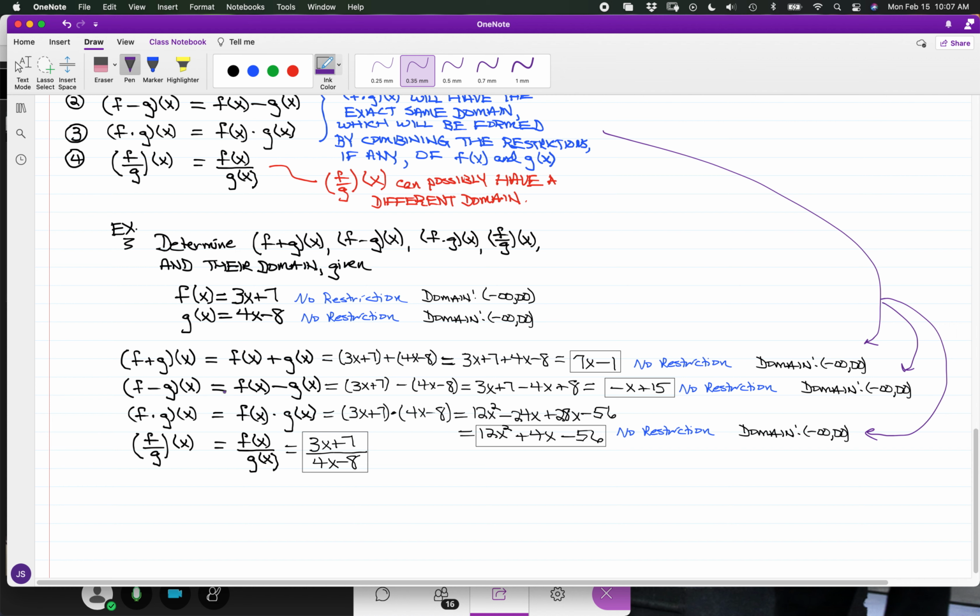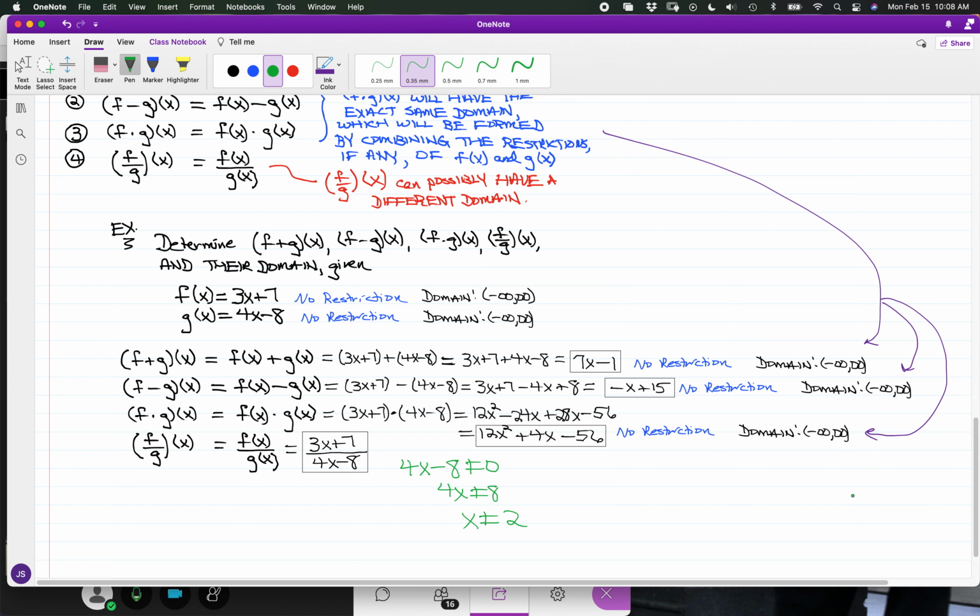However, in the case of the quotient function, there is going to be a restriction. So we have (3x + 7) over (4x - 8), and we cannot have a zero-valued denominator. So 4x - 8 cannot be 0. Isolating the x term, 4x cannot be equal to 8. With division by 4, x cannot be equal to 2.